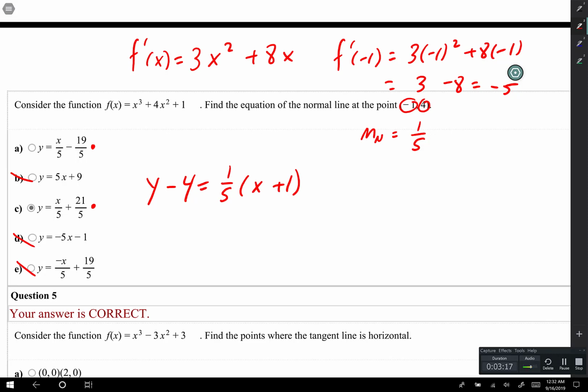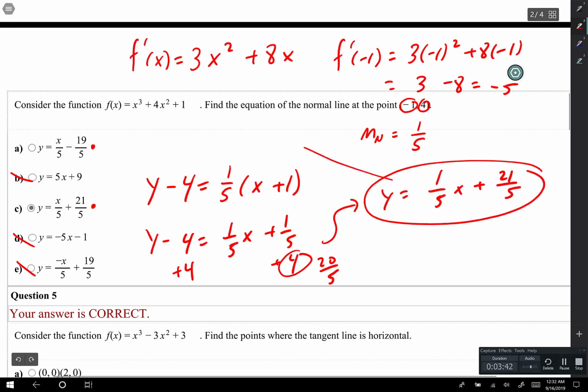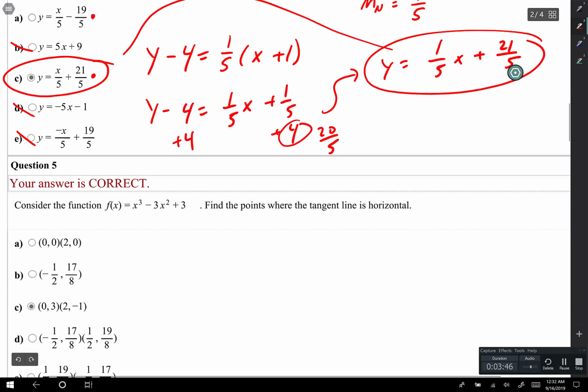Now we're just going to solve for y. Y minus 4 equals 1/5 x plus 1/5. And then I'm going to add 4. So finally you get y equals 1/5 x, turn that 4 into 20 over 5. 5 goes into 20 four times. So 20 plus 1 is 21. So 21 over 5. So there it is. And there it is. All right, let's keep going.